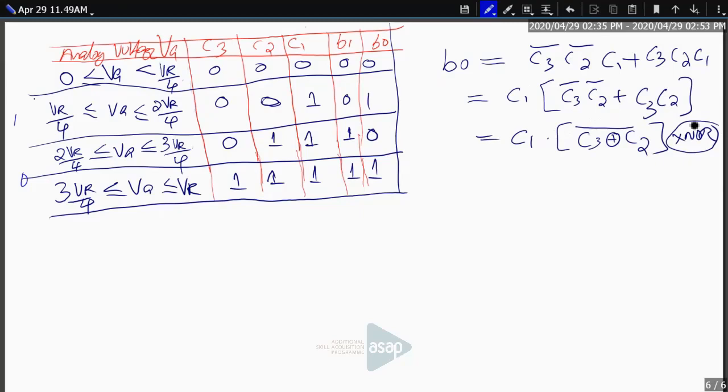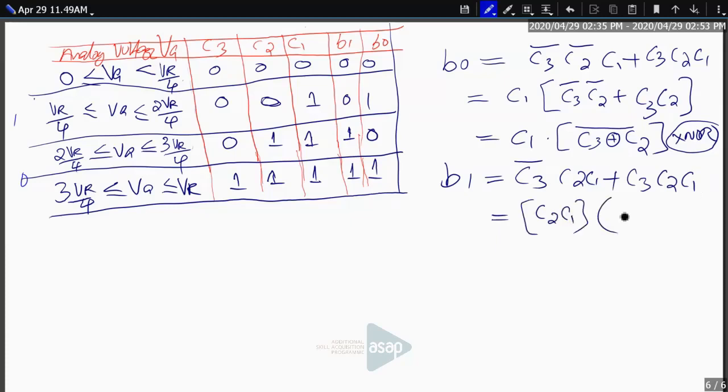If we look into B0, the system is like this. C3, C2, C1 are the inputs, and B1, B0 are the outputs. So this is a binary digital system with 3 inputs and 2 outputs, and we are trying to map it like this. B0 is high for 2 combinations of C3, C2, C1. For example, 001, B0 is high. 001 means C3 bar, C2 bar, C1. Or it is high for, naturally, the 111 combination.